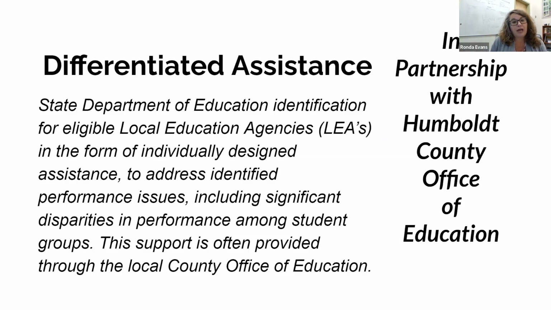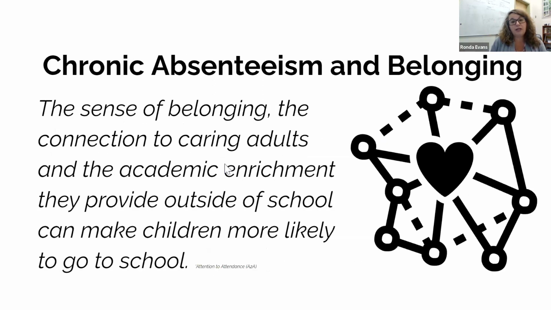So finding out that we were part of the community schools, we also had the differentiated assistance. Our differentiated assistance is focusing on chronic absenteeism and belonging, which aligns with our community schools model. And so again, that sense of belonging, the connection of caring adults, and the academic enrichment that they provide outside of school can make a child more likely to go to school.